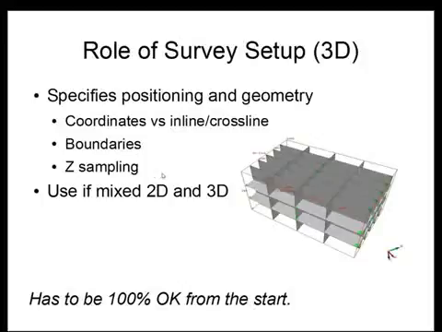Z-sampling is another thing. There are all kinds of things tied to the sample rate and the start time. One remark: if you have 2D and 3D in a mixed survey, which is possible, use the 3D setup, because that's what counts. The 2D is just much less important. So you have to remember, the 3D survey setup has to be 100% okay from the start. We can't have a problem there.